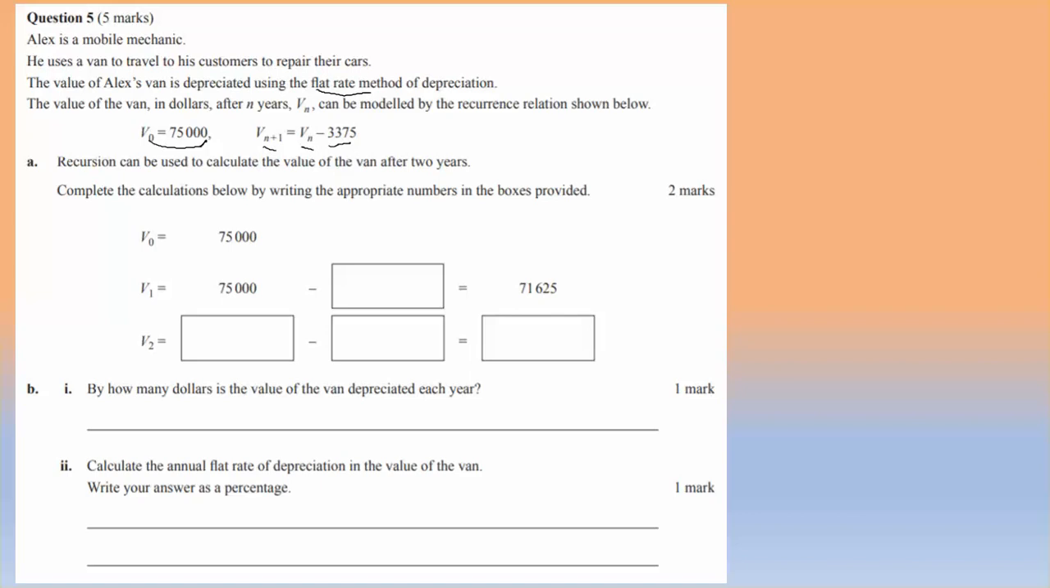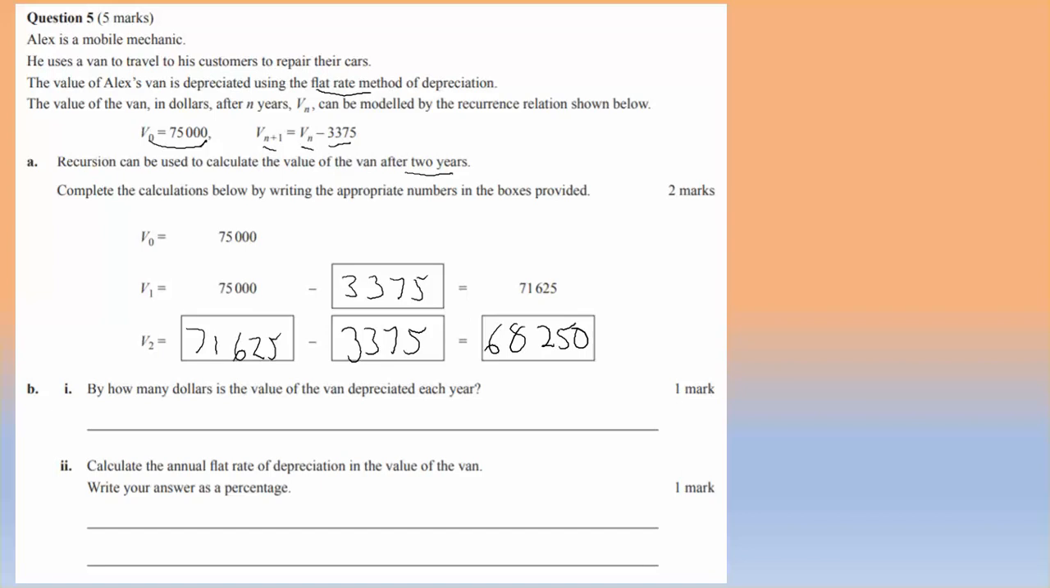Alright, so let's calculate the value of the van after 2 years. It's a show that question. They've just provided boxes for us to fill in. So the initial is 75,000. The next value is 75,000 minus 3375, which equals 71,625. Value 2 is the previous value, 71,625 minus 3375. Put in our calculator, 68,250.